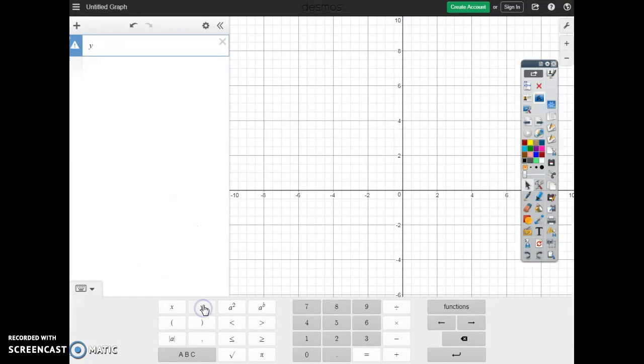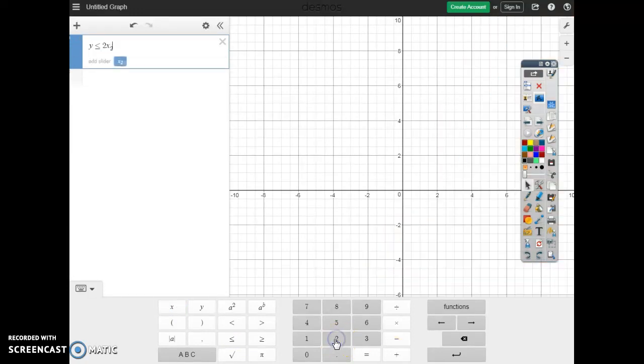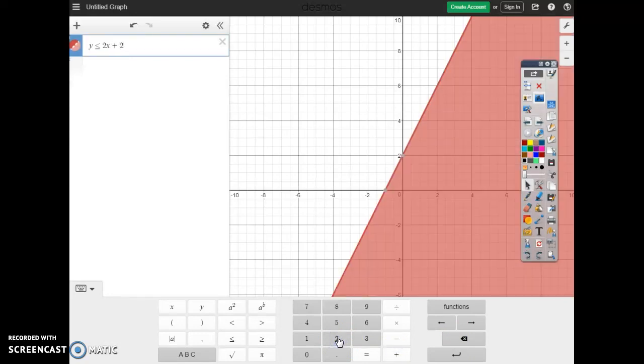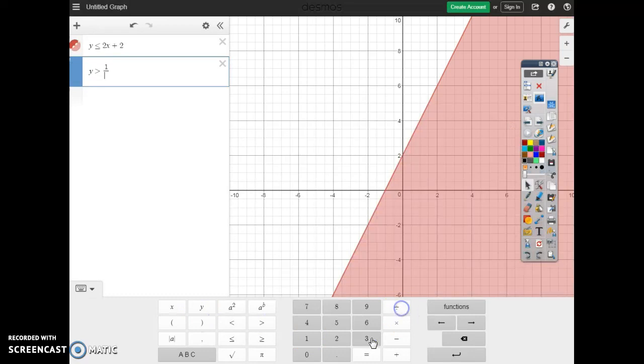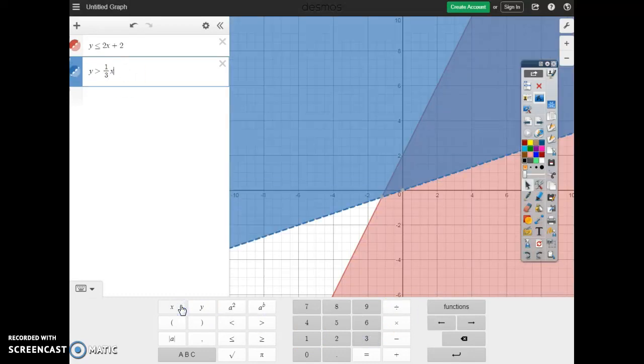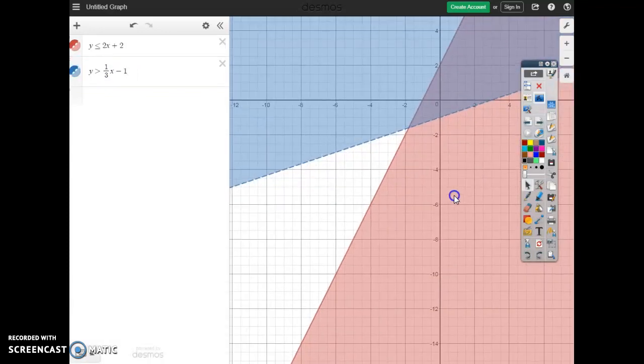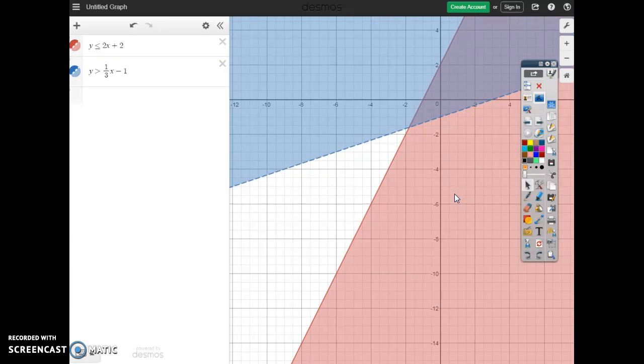We are typing y less than or equal to 2x plus 2. And in the second one, we're adding y greater than 1/3 x minus 1. Okay, this is what the picture on your paper looks like, right?